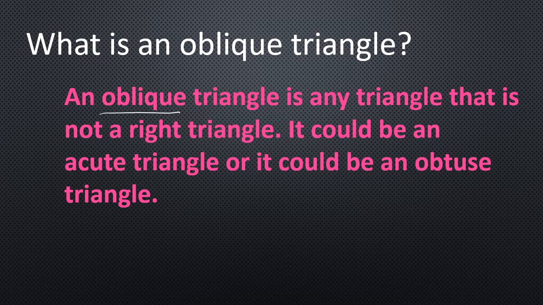An oblique triangle is any triangle that is not a right triangle. And for all practical purposes, you can technically stop your definition there, but an oblique triangle could be a triangle that is acute, or it could also be a triangle that is obtuse. But the one defining characteristic of all oblique triangles is that they are not going to have any right angles.